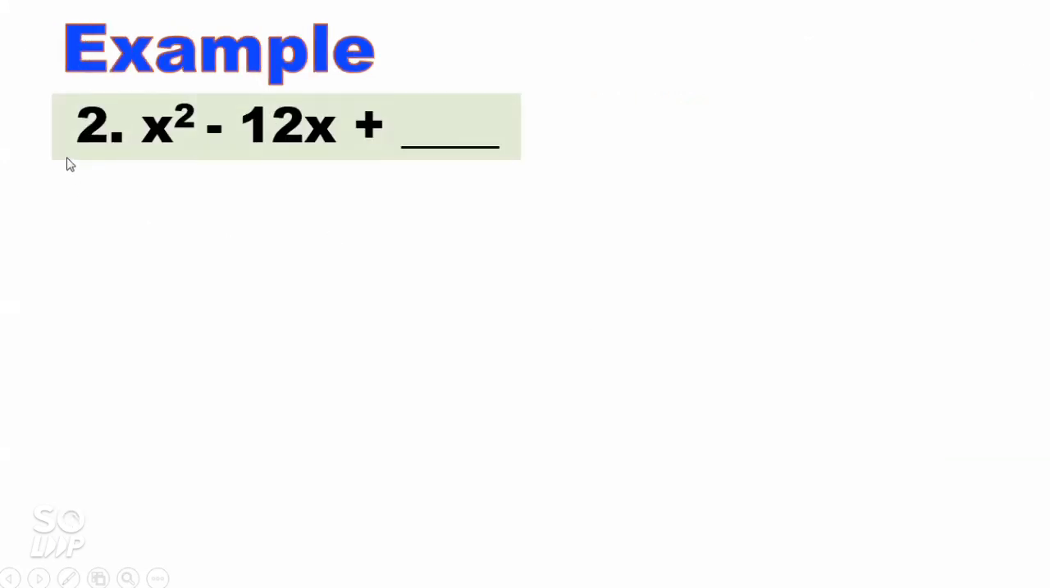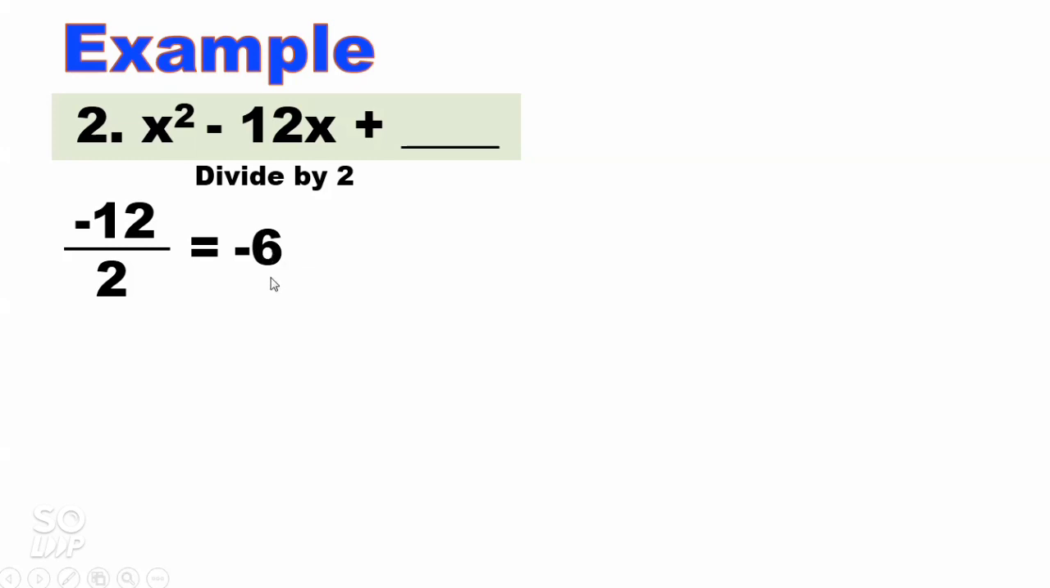Okay, so next, let's have another example. Number 2, x squared minus 12x plus, okay, blank. Ano yung nandito sa pangatlong term para maging perfect square trinomial? Again, divide by 2 yung middle term. Then we have negative 12 divided by 2. The answer is negative 6.